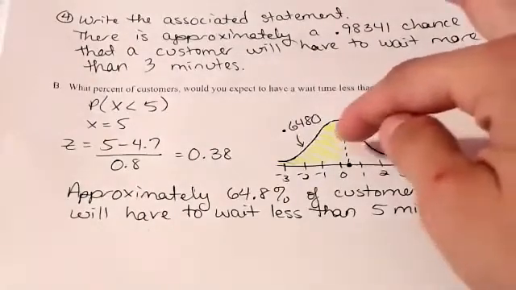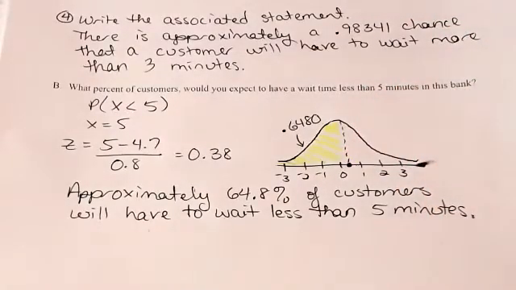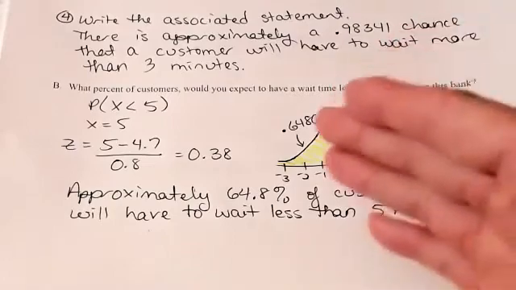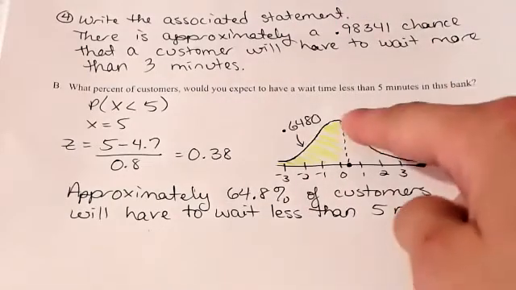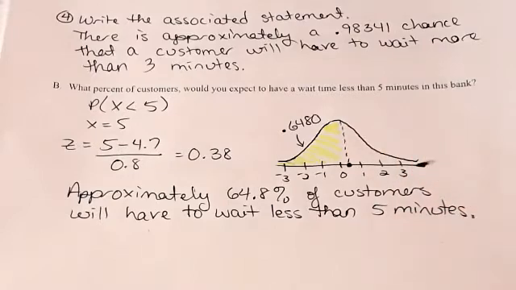If we had shaded the region to the right, so maybe we wanted to say, what percent of customers would you expect to have to wait longer than 5 minutes? That would be shaded to the right. But because we want to find the percent of customers that have a wait time less than 5 minutes, we're shading to the left, which is exactly what the chart provides. Okay, no worries, Jenny. So when we have our probability or our area 0.6480, we multiply that by 100 to convert to a percent. So approximately 64.8% of customers will have to wait less than 5 minutes.